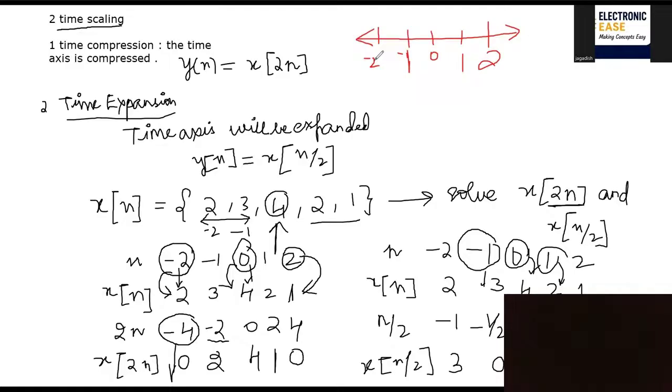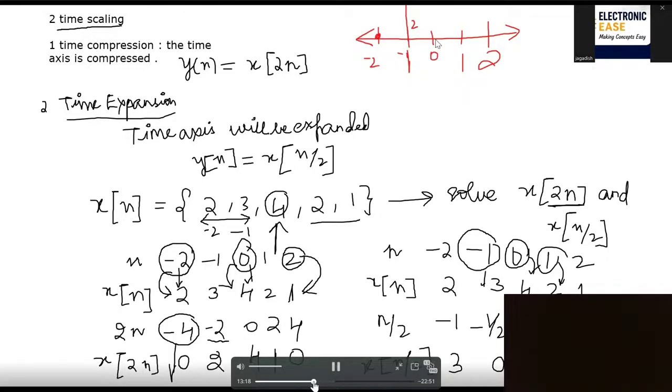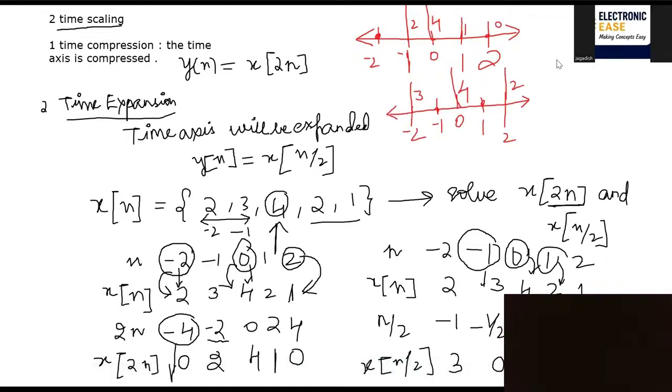So at -2, what do you have, students? At -2, I have 0. So 0 I will be plotting here. At -1, I have 2, so 2 will go up. At 0, what do I have, students? 4.